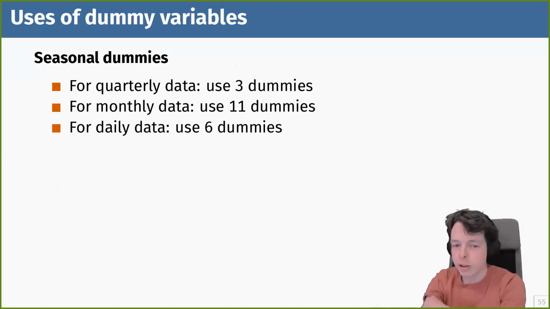So here's how it relates to seasonal dummies. To avoid the dummy variable trap, we always use one less parameter than the number of observations in the seasonality. So as there are 4 quarters in a year, we'll use 3 dummy variables. 12 months, 11 dummy variables. 7 days in a week, we'll use 6 dummy variables.